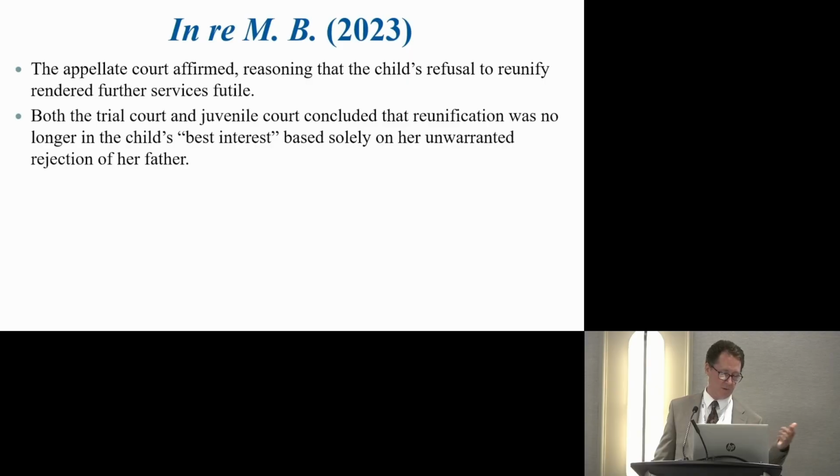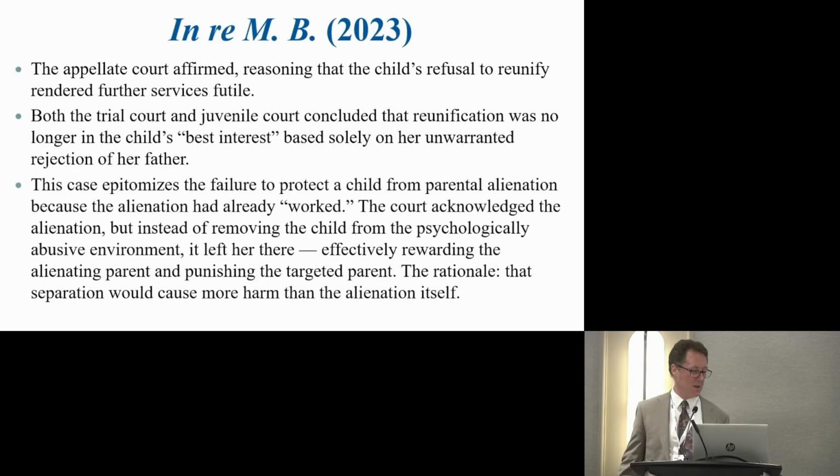Both the trial court and juvenile court concluded the reunification was no longer in the child's best interest, based solely on her unwarranted rejection of her father. This case epitomizes the failure to protect a child from parental alienation because the parental alienation had already worked. Court acknowledged the alienation, but instead of removing the child from the psychologically abusive environment, it left her there, effectively rewarding the alienating parent and punishing the targeted parent. The rationale that separation would cause more harm than the alienation itself.